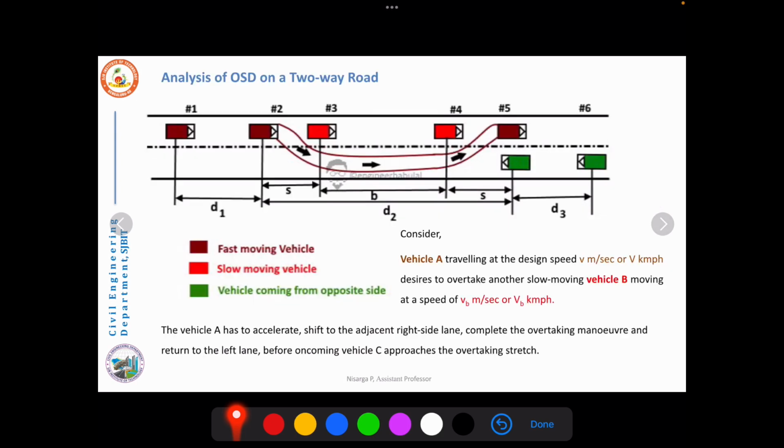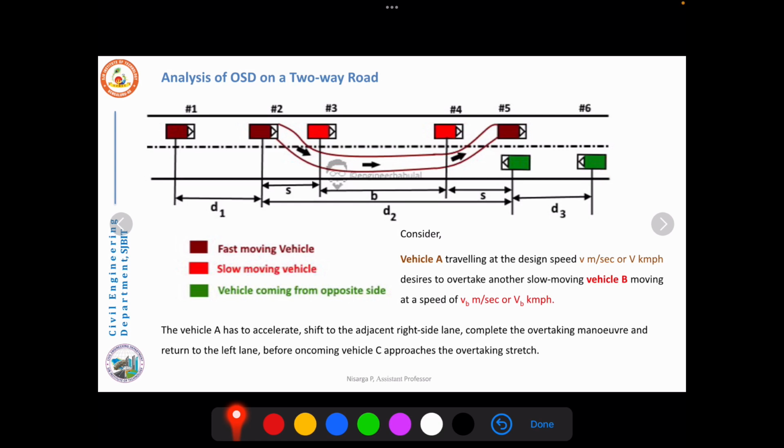Now we'll analyze how the overtaking operation takes place, and how the overtaking sight distance is determined. Let us consider a two-lane road here, lane 1 and lane 2. So it's a two-lane, two-way road, and you can see the vehicles in both directions. Let me take the vehicle in maroon as the fast-moving vehicle which is required to overtake the slow-moving vehicle in red color, and the vehicles coming from the opposite direction in the other lane are indicated in green color.